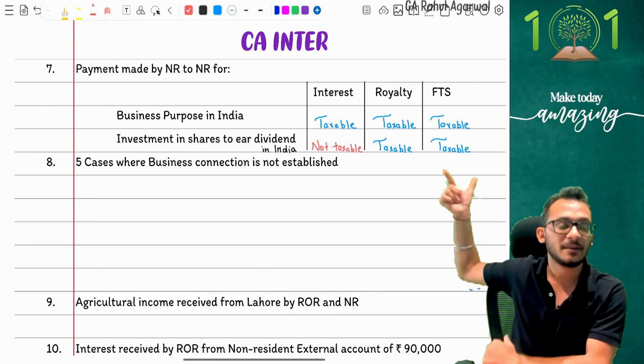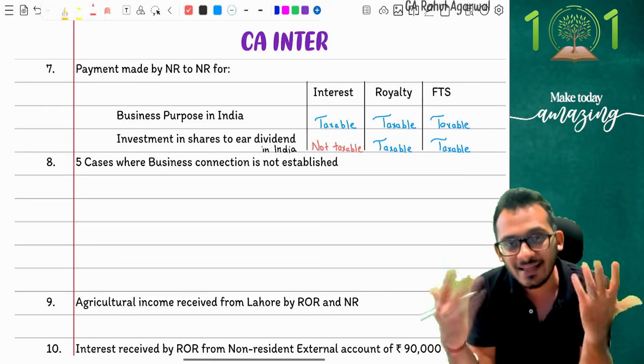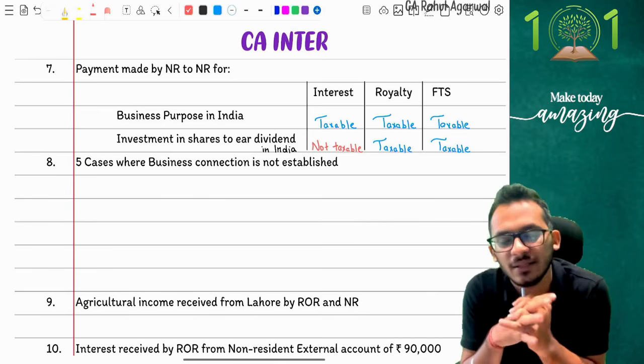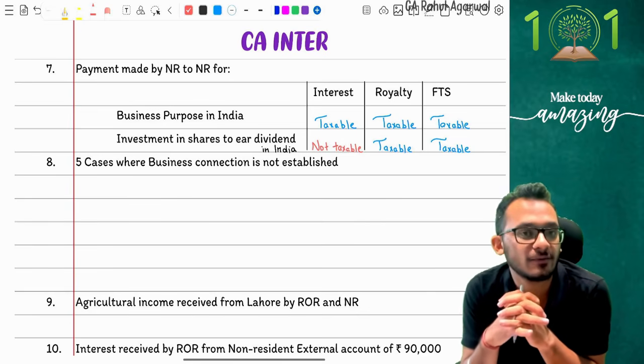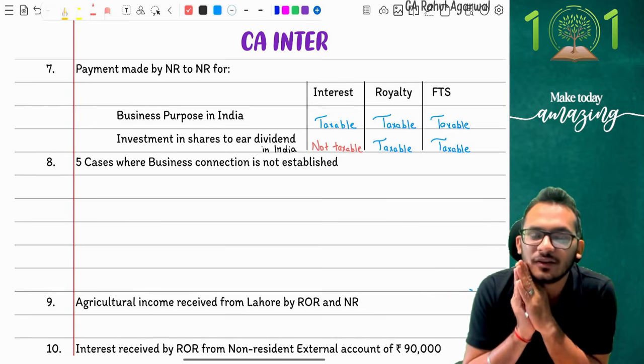So this is one adjustment, because of this I gave it to you. Be very, very careful about this. Royalty and FTS say any reason in India is taxable, but interest says only business reason in India is taxable. Other reasons are exempt from tax and therefore cannot be taxed in India when it is NR to NR. Clear with me on this conversation?